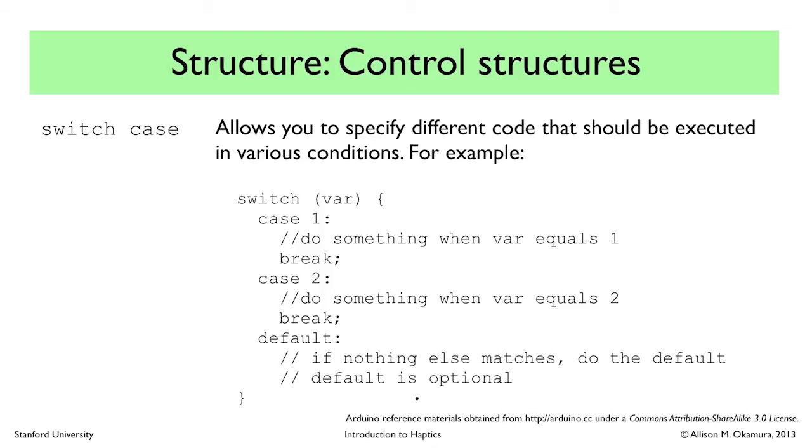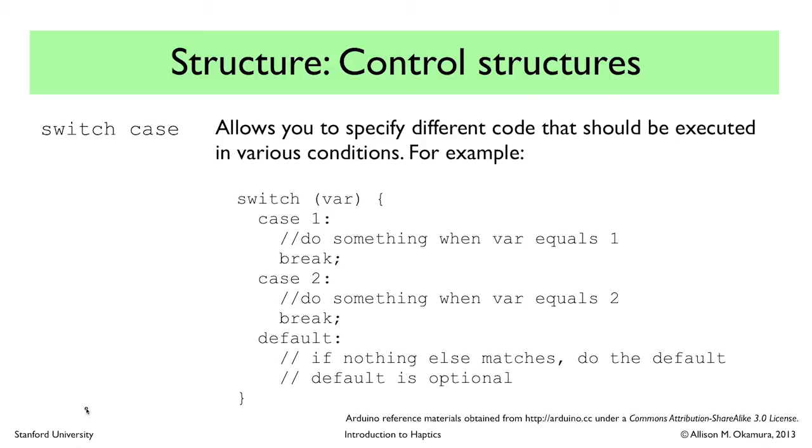The switch case can also be useful. One example of a use of the switch case is if I've asked you to program different virtual environments like a spring and a damper and a texture, you could allow someone to change a variable value or even enter a key hit on the serial monitor in order to switch which type of virtual environment is going to be shown at a particular time.